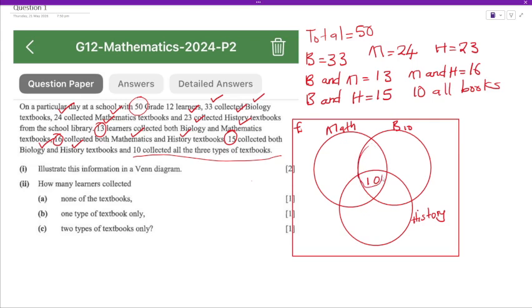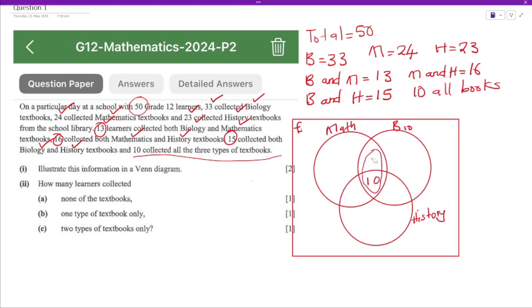This is the intersection of math and biology. Then this one here is the intersection of math and history. And then there's this one here, which is the intersection of biology and history. So you now go to the intersections. So now, how do you find the values for the intersections? So let's say our target is this region, the intersection of math and biology, which is everything here.